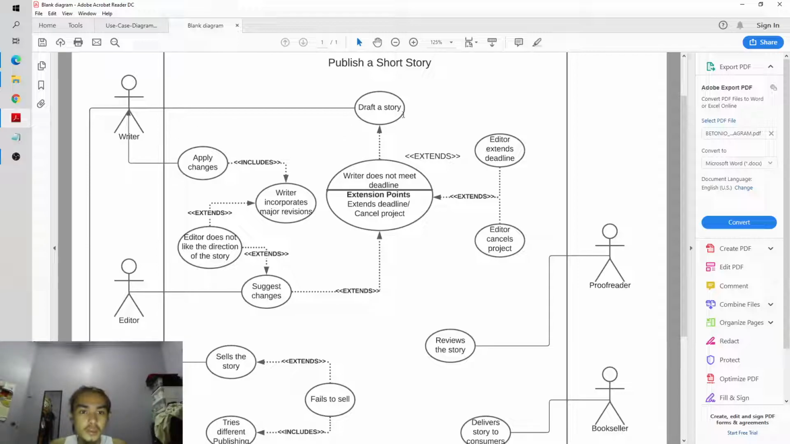So here from draft a story, the writer, and here the editor suggests changes. When the editor does not like the direction of the story, the writer will incorporate major revision. Both are labeled extends because it doesn't really happen that much.